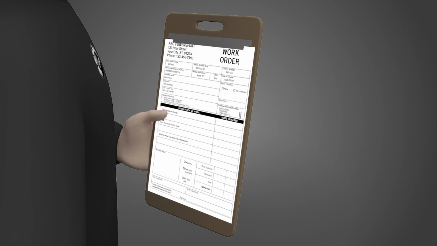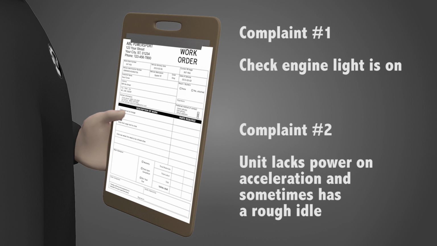Imagine that you've just been handed a work order with two customer complaints. The first step in the diagnostic process requires you to be able to identify and reproduce the customer's complaint. It also means that you have to determine if the complaint represents a problem or not. And finally, if there is a problem, you need to determine if it is continuous or intermittent.